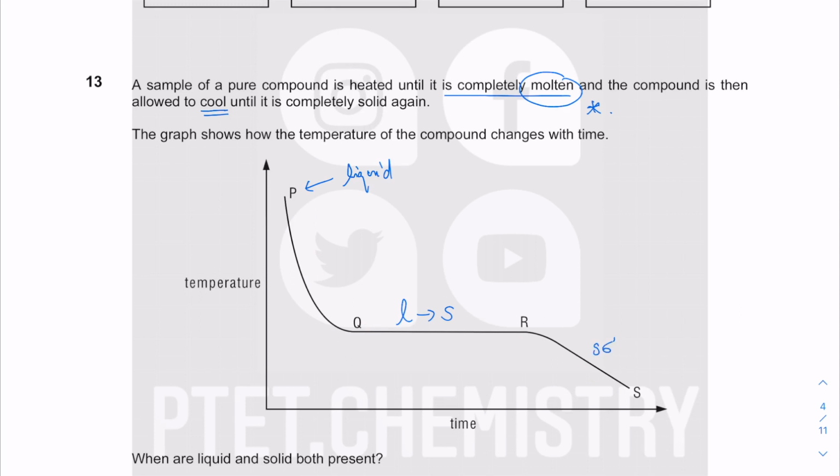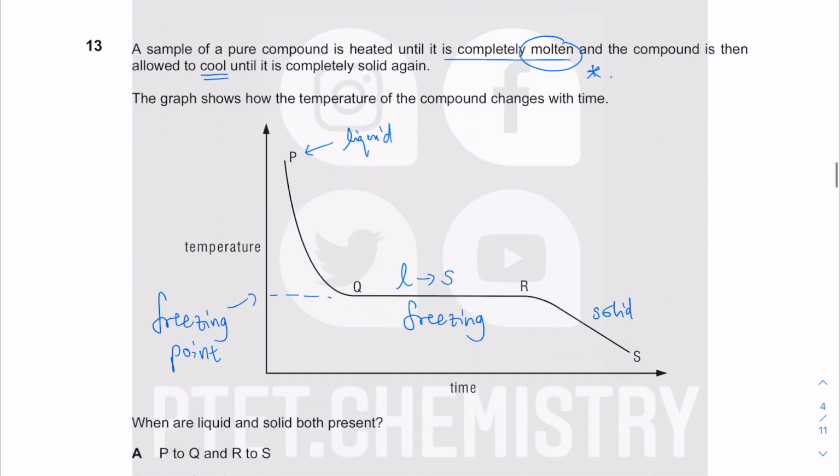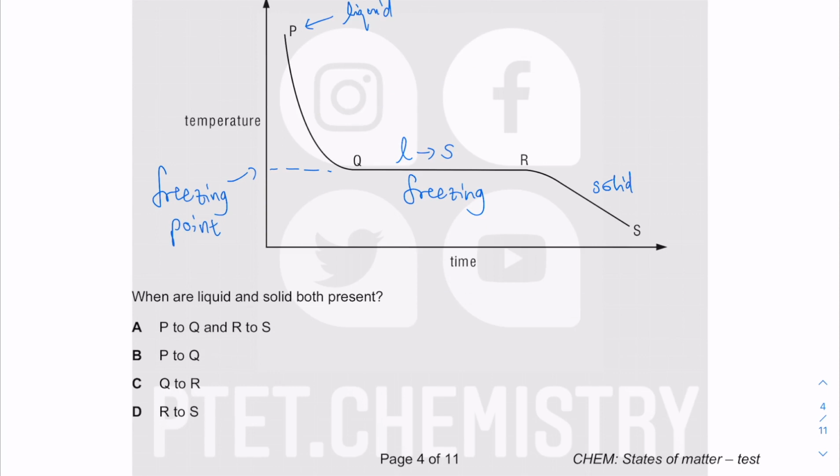And here you have solid. I've used abbreviations, but in reality, you should really write out liquid going to solid. And that is your freezing. We know that this is the freezing point, and the freezing point of a substance is equal to the melting point of the substance as well. When are liquid and solid both present? So there has to be Q to R. Very straightforward there.